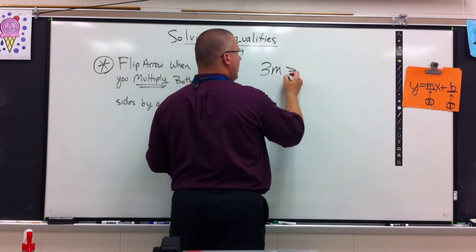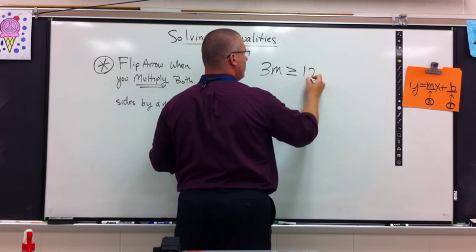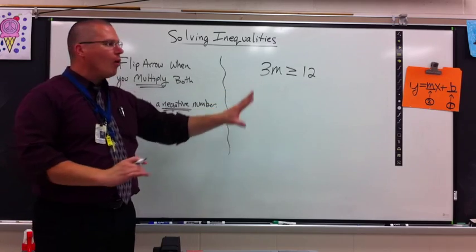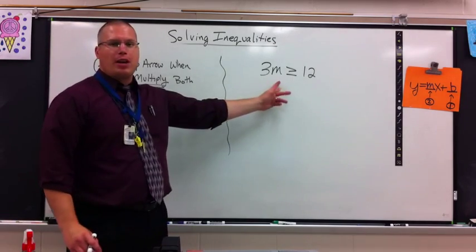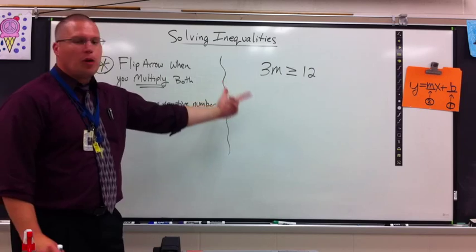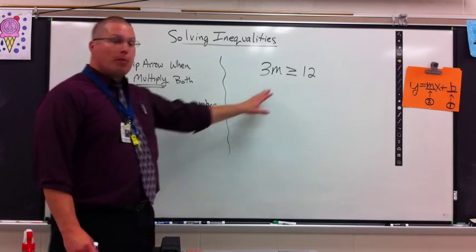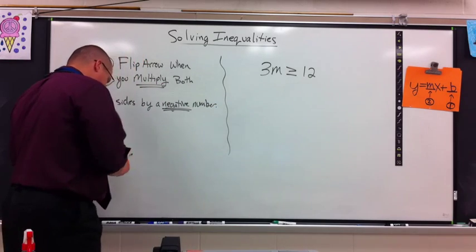3m is greater than or equal to 12. This is the inequality I want to know all the solutions for. What numbers can go in here that when I times by 3, it's still bigger than or equal to 12? Well, there's a lot, so we're going to draw a picture. I'm going to solve for m.